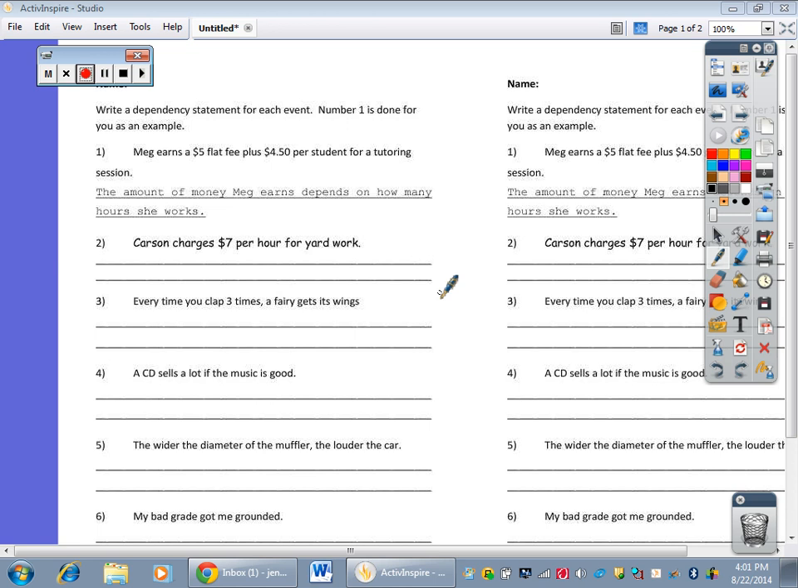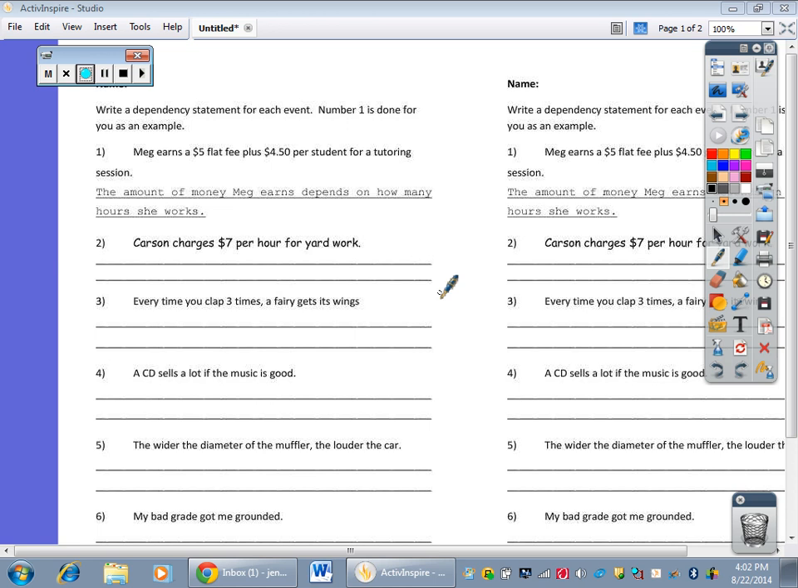So look at number 1. Meg earns a $5 flat fee plus $4.50 per student for a tutoring session. Well, the two variables that we have here are the amount of money that Meg is going to take home and the number of hours that she's going to tutor. The amount of money she earns will depend on how many hours she works. She cannot get the money unless she works the hours. So the hours would be independent and the money would be dependent. Therefore, the statement would say the amount of money Meg earns depends on the number of hours she works.